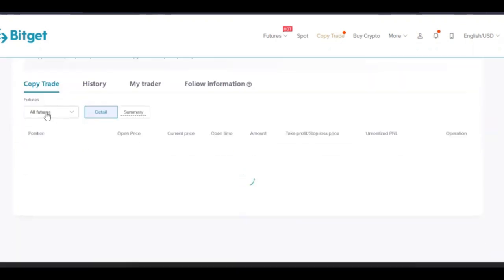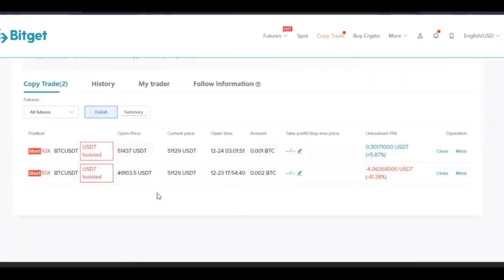I just want to show you the trades that are currently running. Okay, these are the trades that are running. And this one has made me about 30 cents. I'm losing $4 in this one already. I'm still monitoring BTC as well. So I would let the trade run.